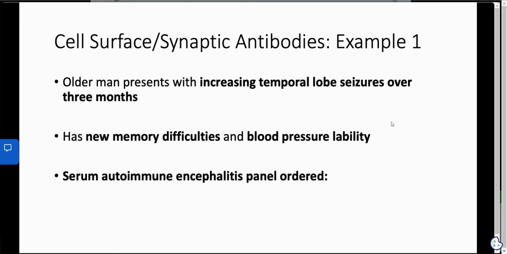So I'm going to give a few examples to highlight these points. I'm going to start off here with an older man who presents with increasing temporal lobe seizures over 3 months. He also has new onset memory difficulties and blood pressure lability. So a subacute multifocal neurologic presentation. A serum autoimmune encephalitis panel was ordered.